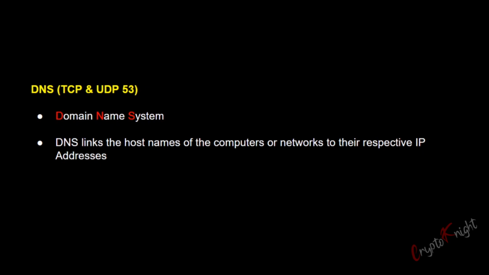Now, I said while discussing UDP that one of the most important port numbers is 53 for UDP. It runs DNS. So, DNS stands for Domain Name System. It basically links the host name of the computer or networks to their respective IP addresses. So, for example, you search for google.com, it is the host name. Actually, that host name gets resolved into an IP address and then you get the data. So we are actually reaching the IP address by typing just the host name. We enter the host name and DNS links the host name to the respective IP address.